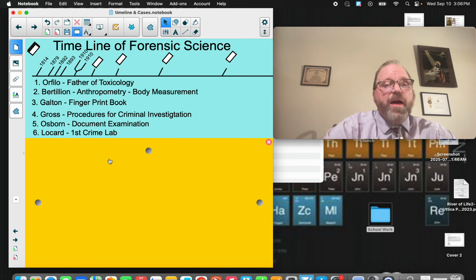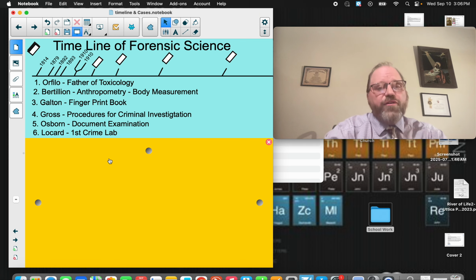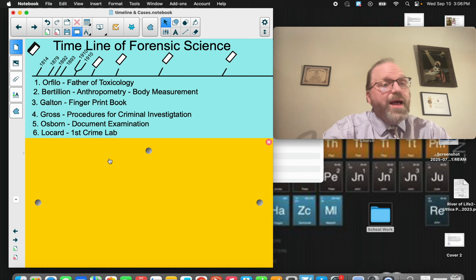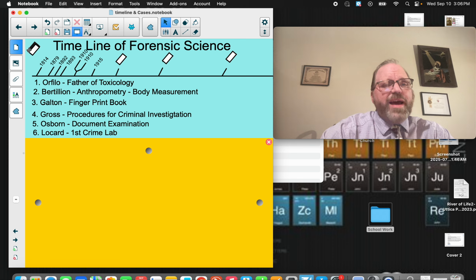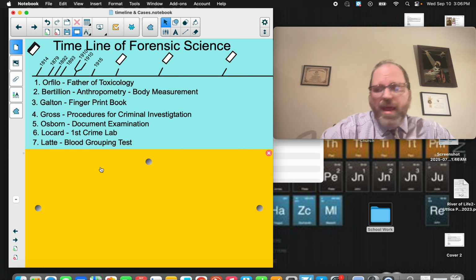That same year, a really big person in the field of forensics was a man named Edmond Locard. He was a Frenchman, ooh la la. So he was the first to design a crime lab. Now, we will talk about that more specifically, and there's a principle associated with Locard that helps us understand trace evidence. All right, the seventh main event takes place in the year 1915, and the man's name was Leone Lattes.